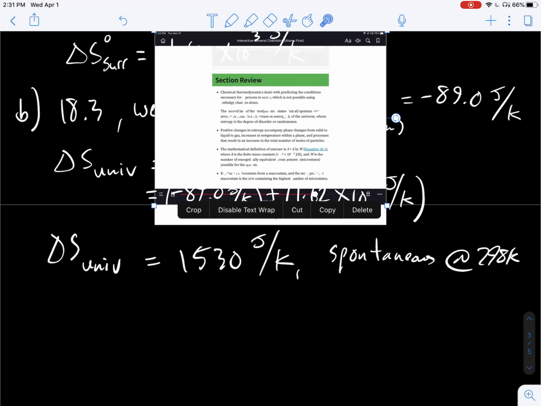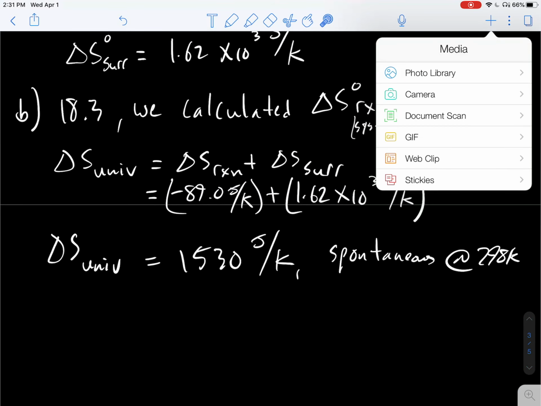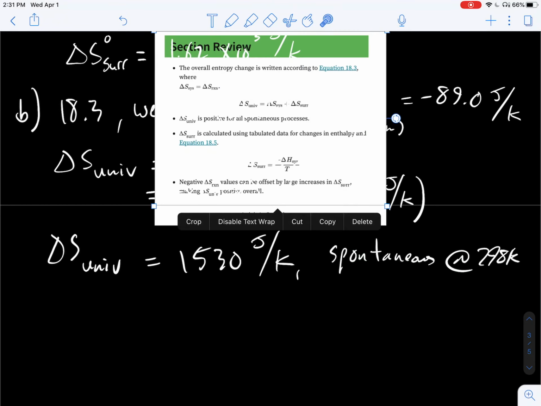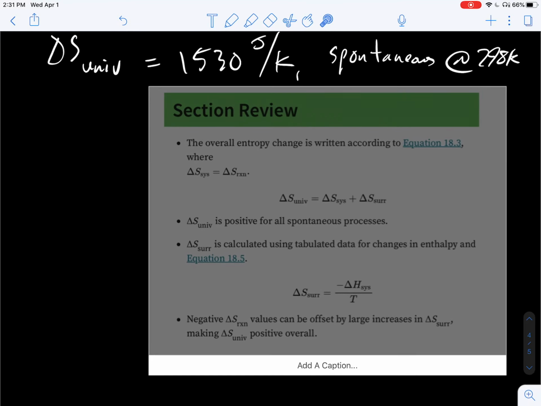So let's go ahead and get one more photo. Is that it? That is not it. I wanted to bring in the section review. There it is. For you guys to take a look at.